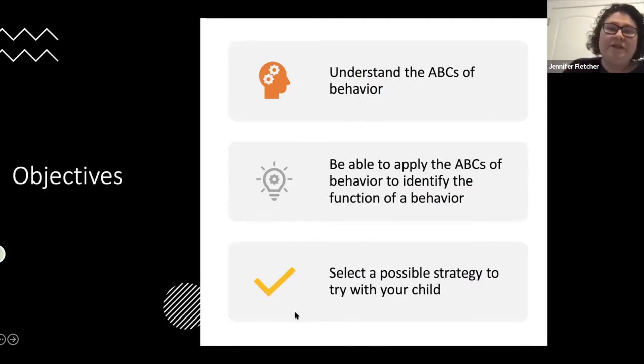All right, so some objectives that we are looking forward to for tonight are: one, just being able to understand the ABCs of behavior. Two, to be able to apply the ABCs of behavior in order to identify a function of behavior. And you're going to get to apply that to one of your own children's behaviors. And then select a possible strategy that you can hopefully go and try with your child.